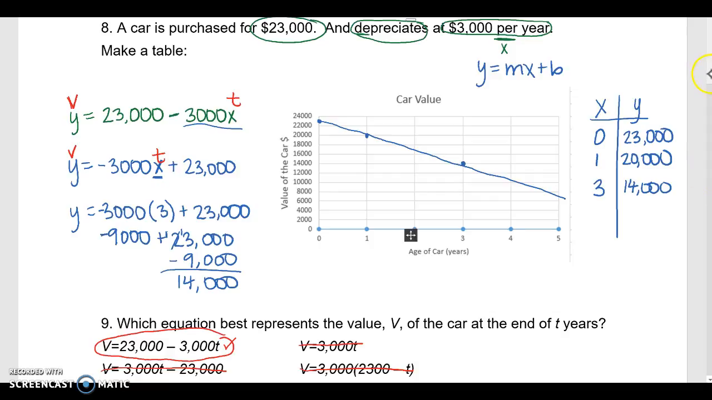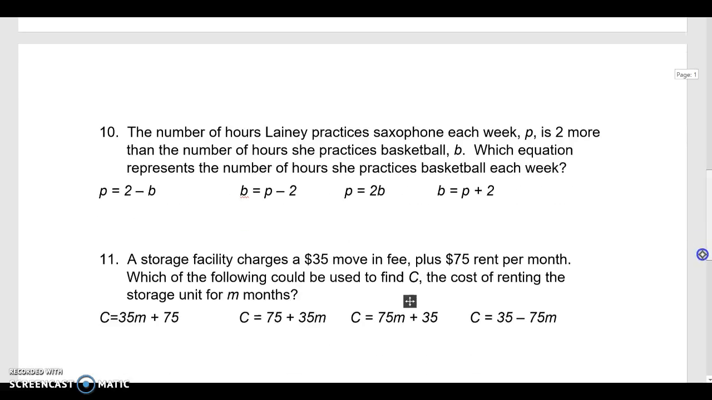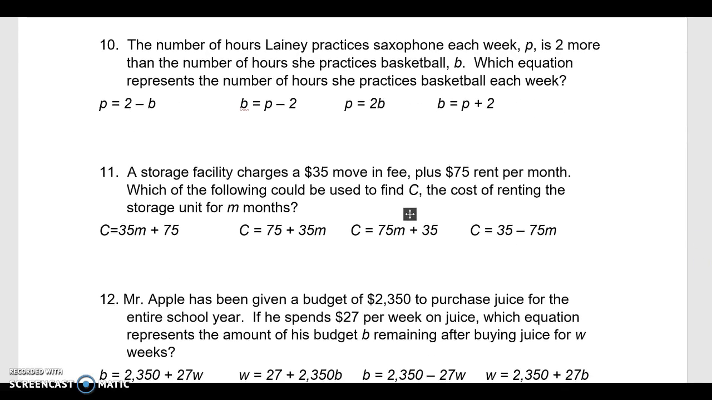All right. Hopefully we're feeling pretty good about that. Let's go ahead to the next example on your paper, number 10. It says the number of hours Lainey practices saxophone each week, P, is 2 more than the number of hours she practices basketball. Which equation represents the hours she practices basketball?